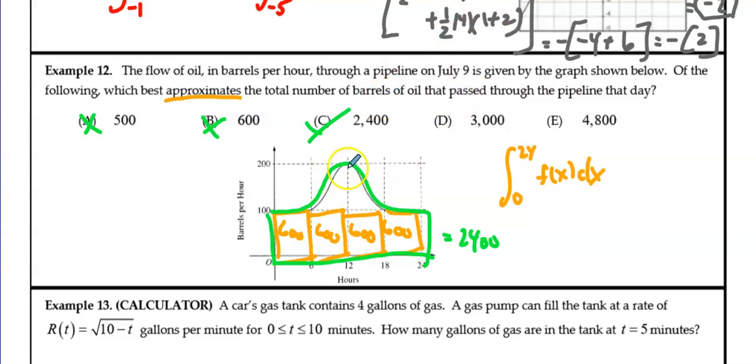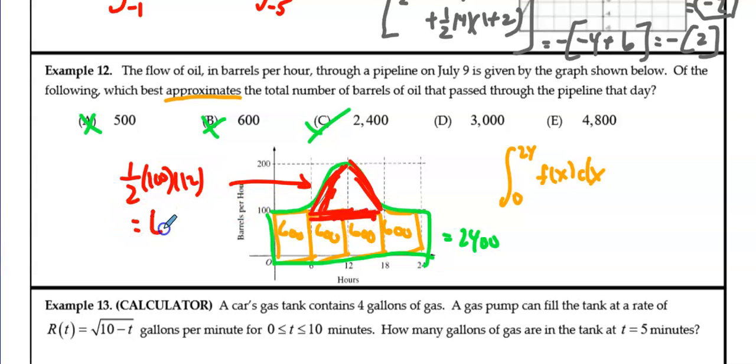We can kind of create a geometric shape that looks like this. And that geometric shape is going to be a triangle. Okay, again, because it's an approximation, so it looks a little bit weird. So this is going to be 1/2. Our height is going to be 100. And then our width is going to be 6 plus 6, so it's going to be 12, right? And so this is going to actually equal 600. So we have to add another 600 to our problem. And so our answer is going to be D.